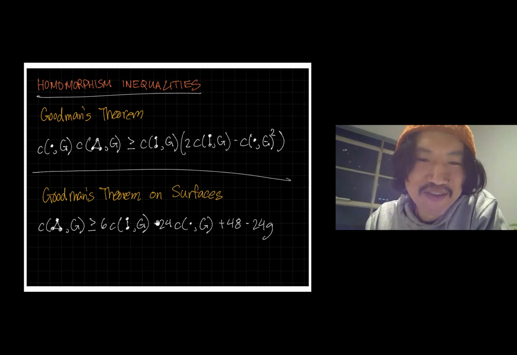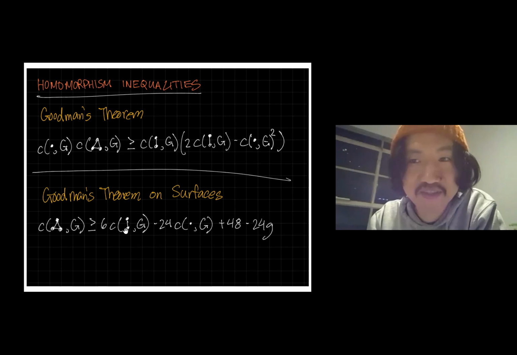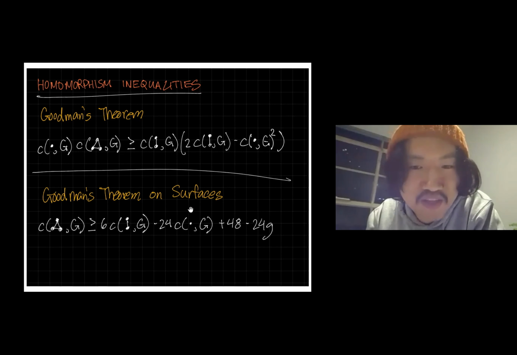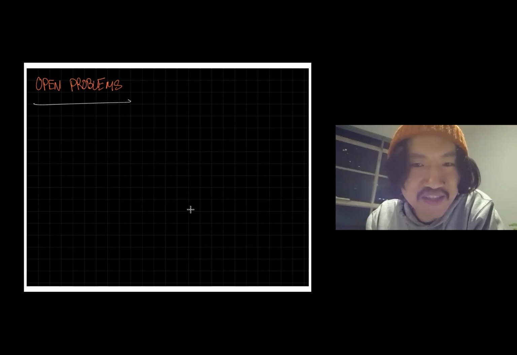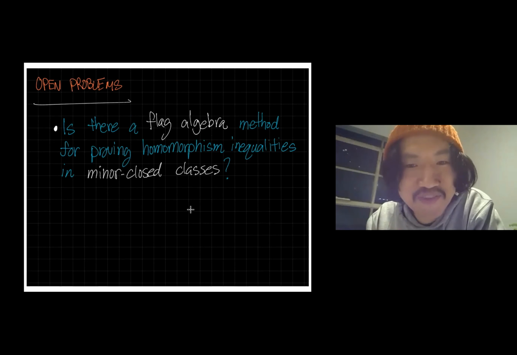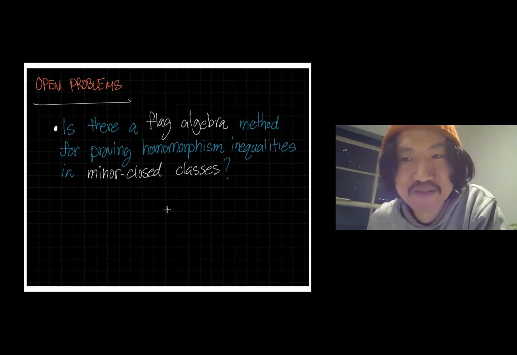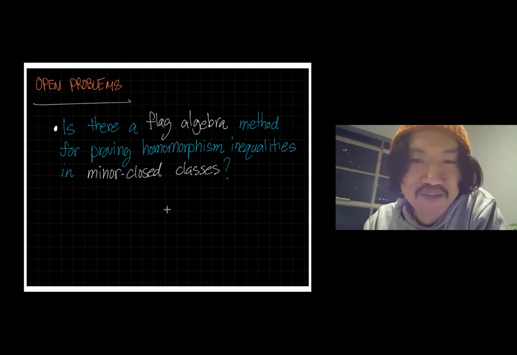There are analogous homomorphism inequalities on surfaces, which you can get from Euler's formula. I've called this Goodman's theorem on surfaces. For example, you can use this to prove Mantel's theorem, which is the triangle version of Turán's theorem. So our question is, is there a flag algebra method? This is machinery developed by Razborov that allows you to prove these homomorphism inequalities with a computer. Is there a flag algebra machinery that works in minor closed classes? That's the first open problem.